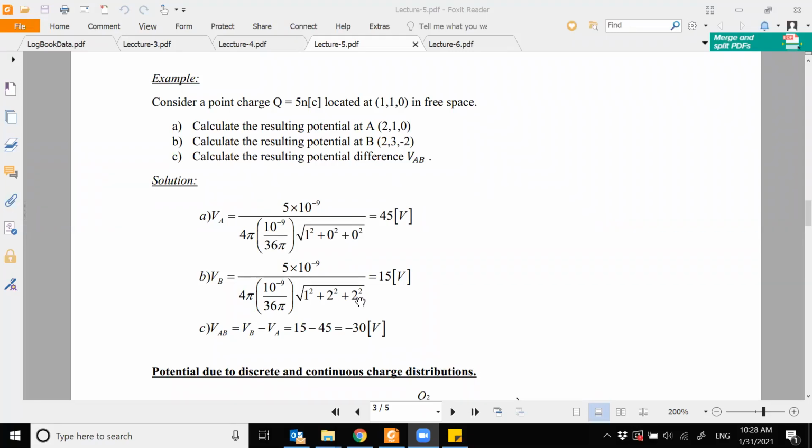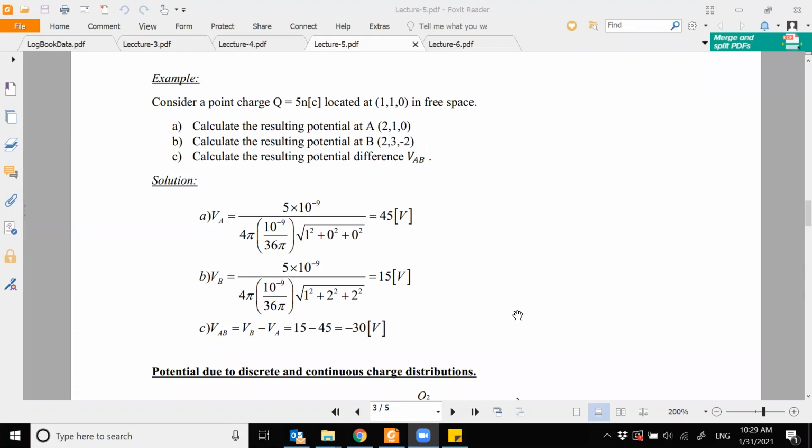So therefore it will become positive, and therefore it is 15. And last, the potential difference is nothing but VB minus VA, which is 15 minus 45, which is minus 30 volts. So this is the potential created by a point charge. A point charge has created this potential everywhere in your space. Now we are finding this potential at a particular point A and a particular point B, and if you want to move any test charge from point A to point B, then the potential difference will be minus 30 volts.